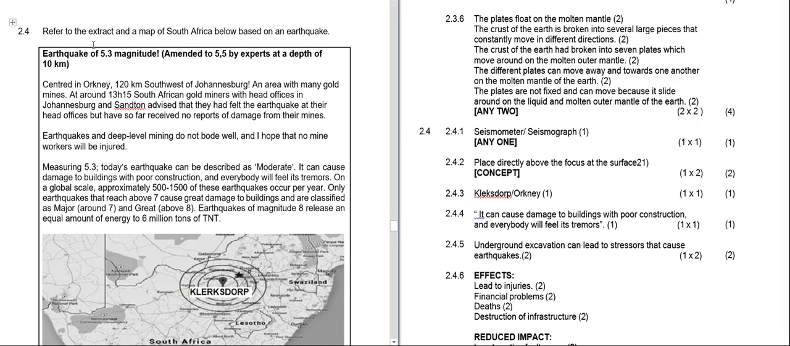So 2.4, you have to refer to the extract and a map of South Africa below based on an earthquake. So of course you need to go through the information given before you attempt the questions.